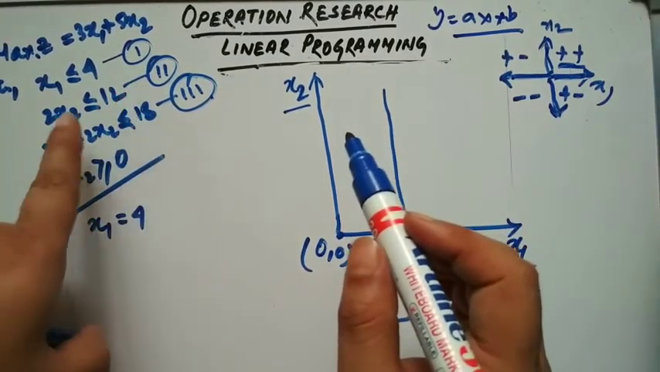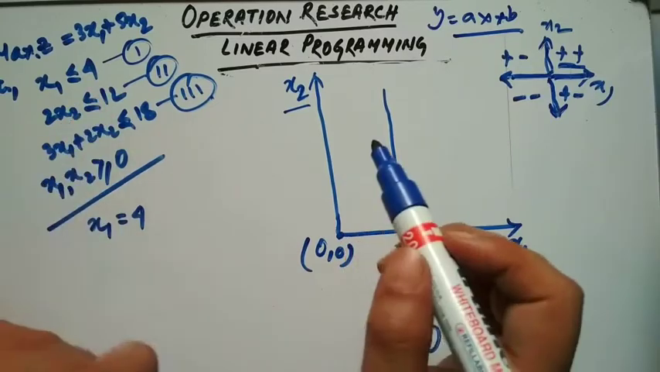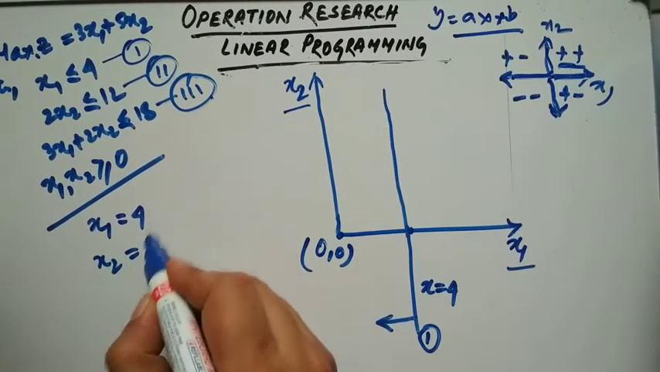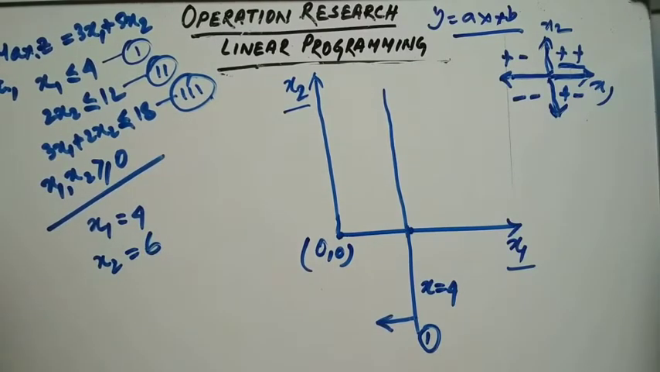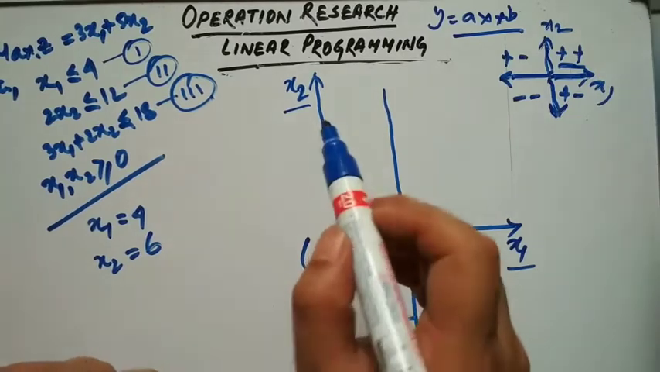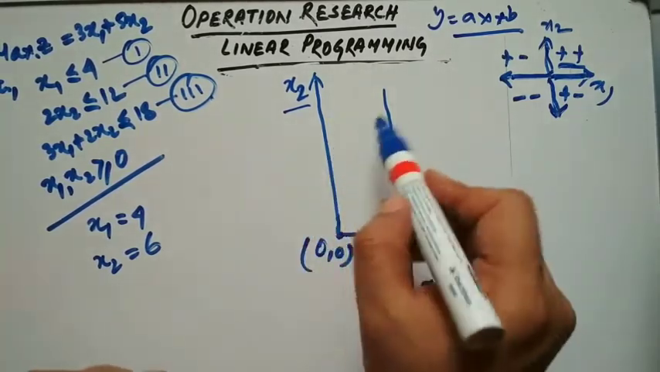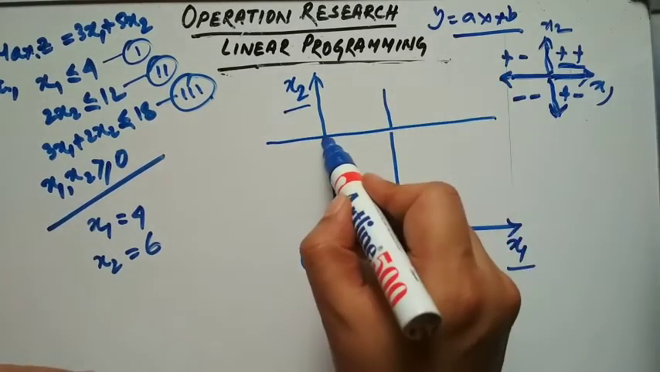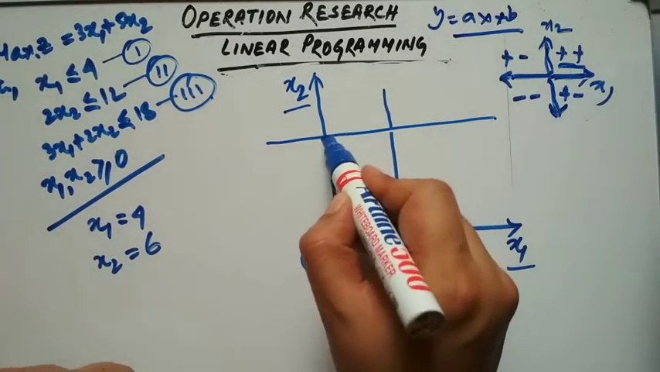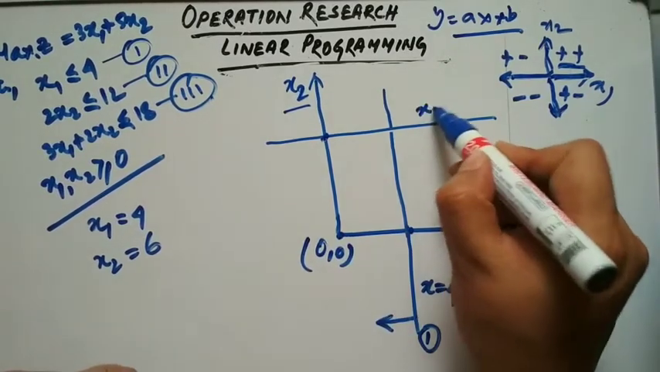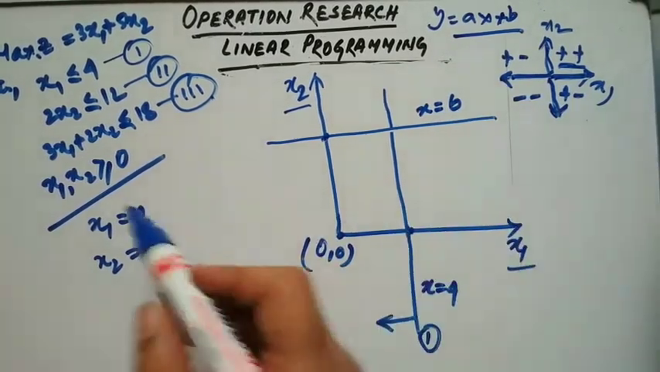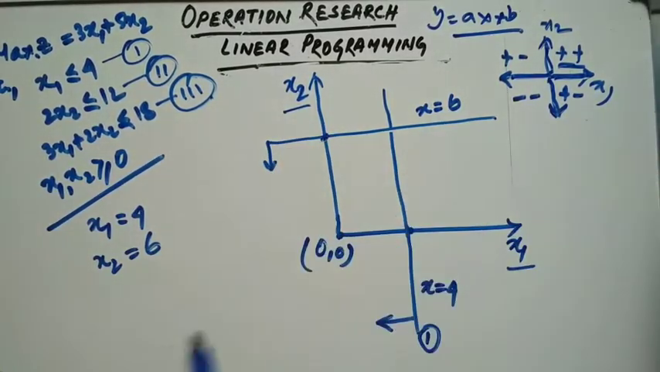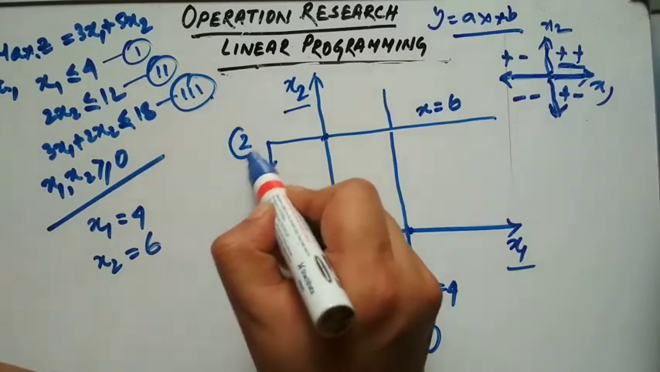Now come to the next portion. It is x2 less than or equal to 12. So x2 less than or equal to 12 means x2 can be taken as, you can say, 6. Okay, so now x2 is 6. You know how to draw x2 equal to 6. Say this is x2 equal to 6. Now it also says less than, so that means it will be directed towards the origin. Okay, so this is the second equation we have.